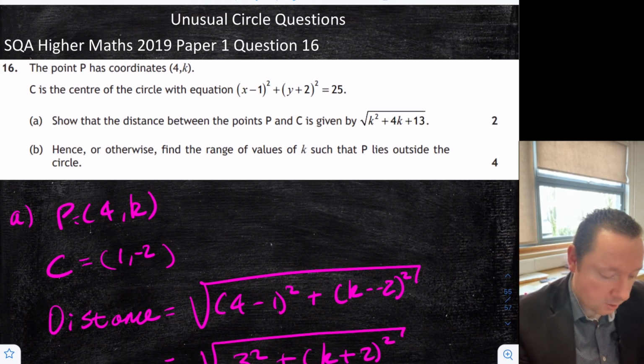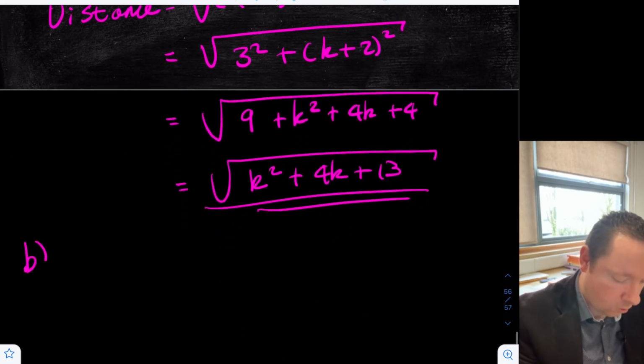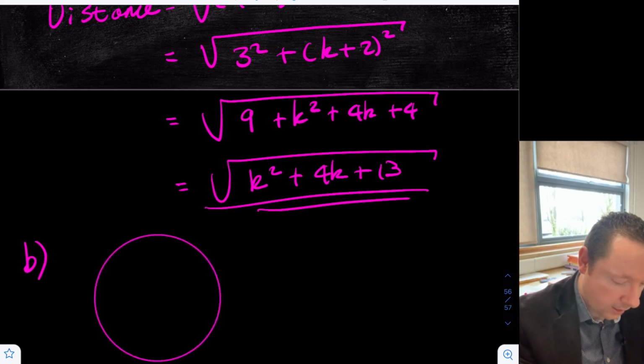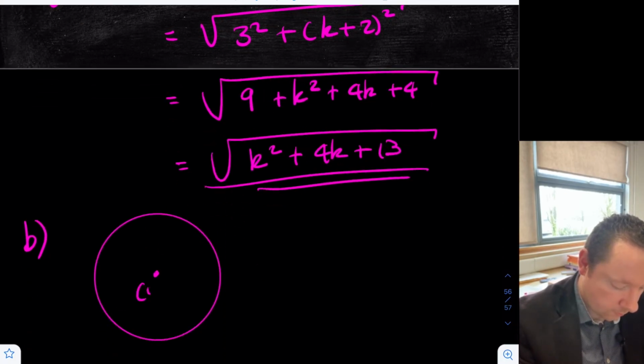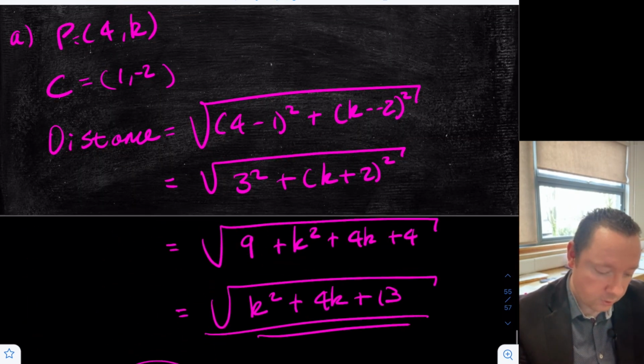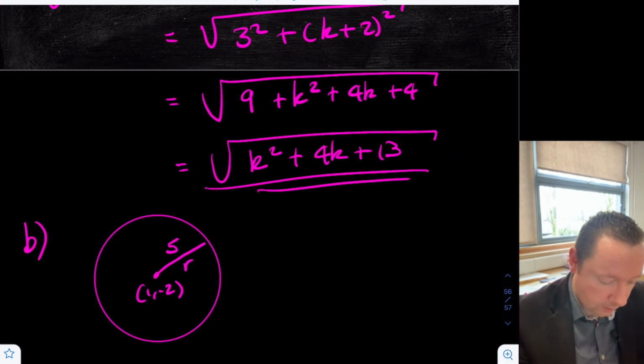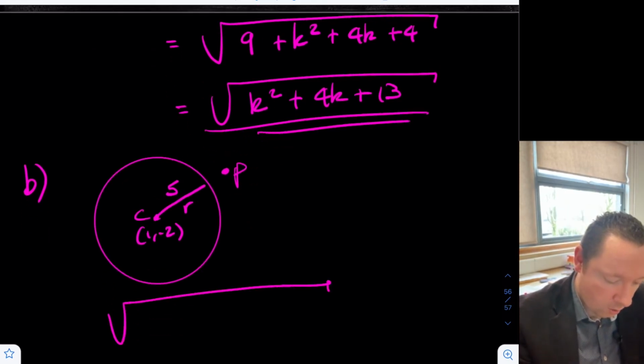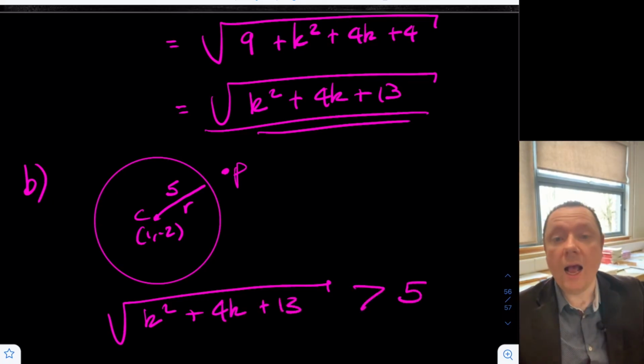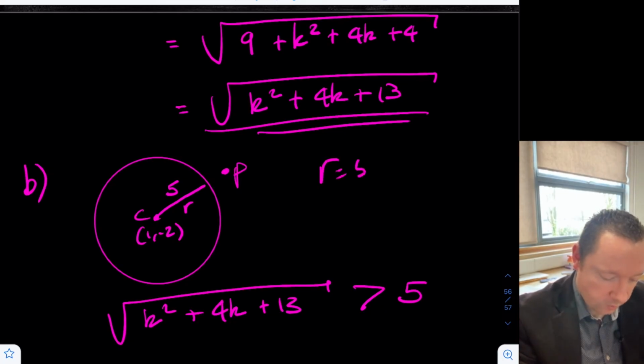Part B says, hence or otherwise find the range of values of k such that P lies outside the circle. So let's draw a little picture for this. We've got a circle and the centre of that circle is (1, minus 2). And we can look to see what the radius is. We know the radius is 5, the square root of 25. So that distance is 5, that's our radius. So if P is outside the circle, then clearly the distance between the centre and P must be bigger than 5. It has to be over 5. So we can then just say that the square root of k squared plus 4k plus 13 is greater than 5. That's because our radius, remember, is 5.